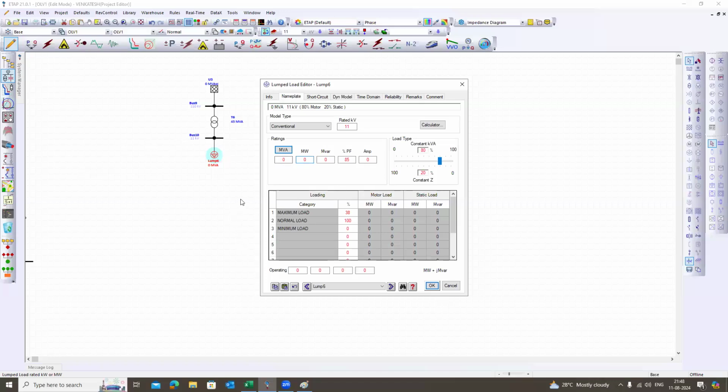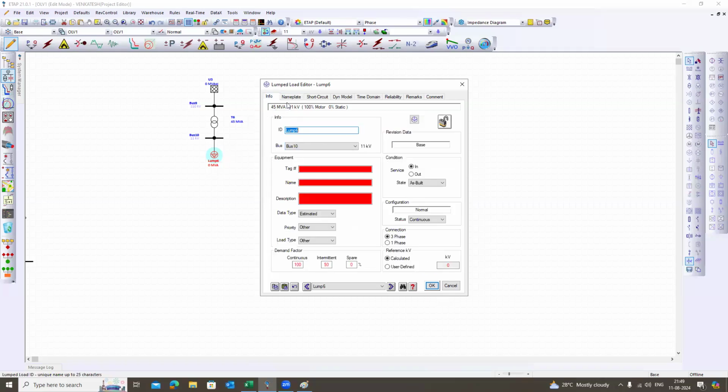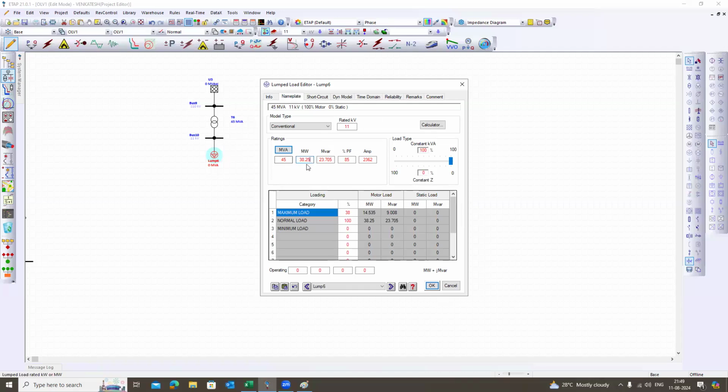So what I am doing is giving this in terms of percentage. Instead, I am giving the load as 45 MVA, and here I will give the percentage. Assume it as a constant power load. Suppose the maximum load is 38.25 megawatt at 85% power factor. So if you give 100%, it will be 38.25 megawatt.